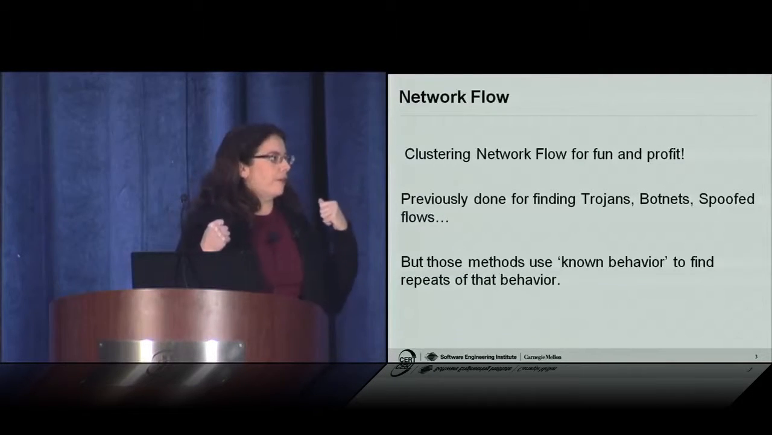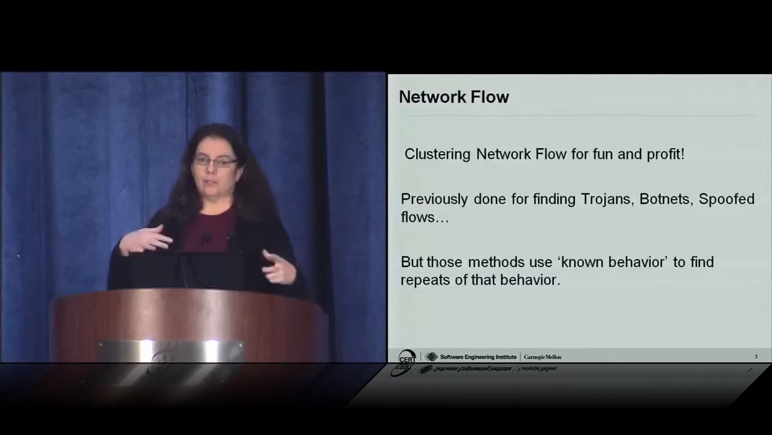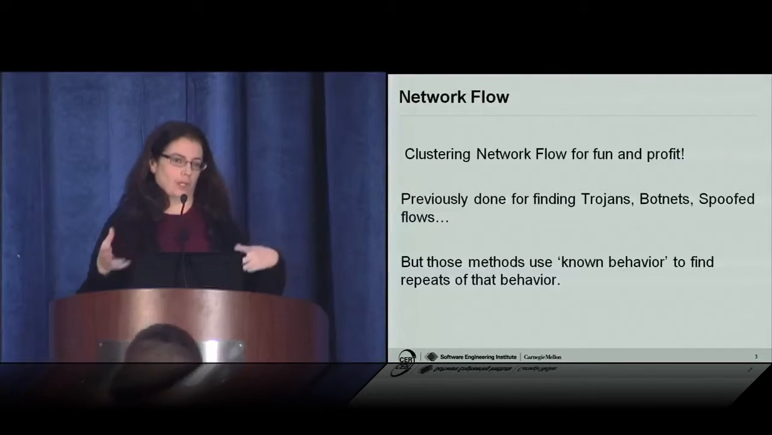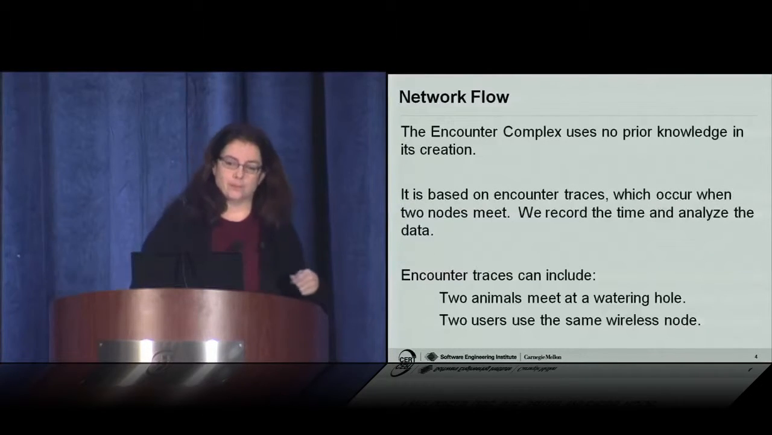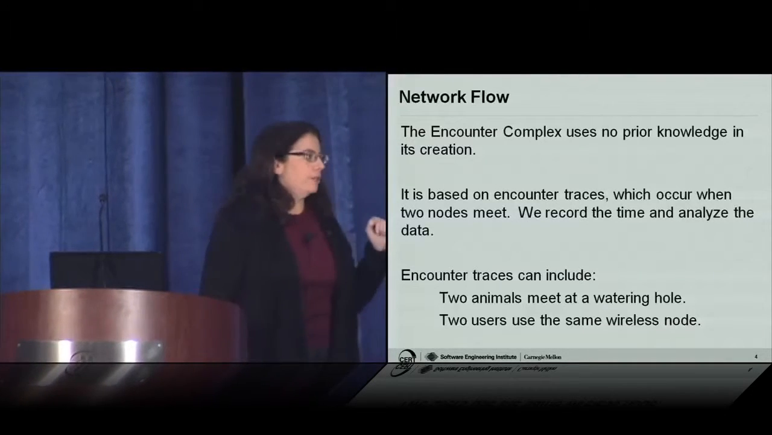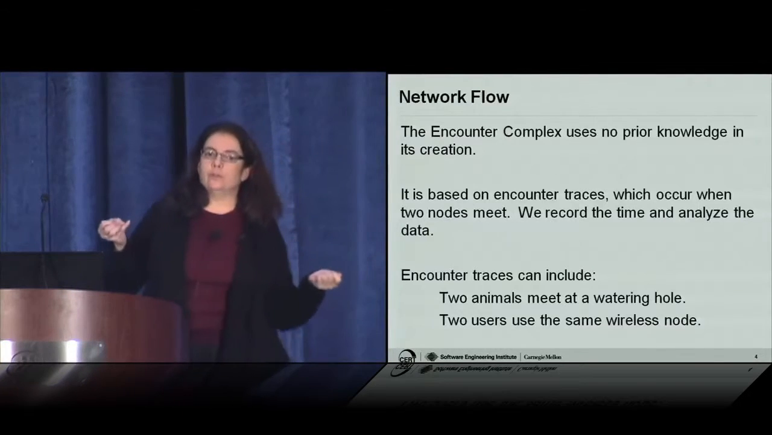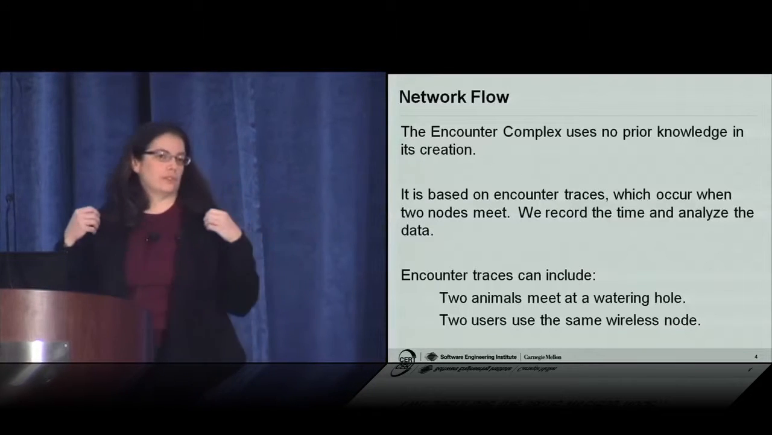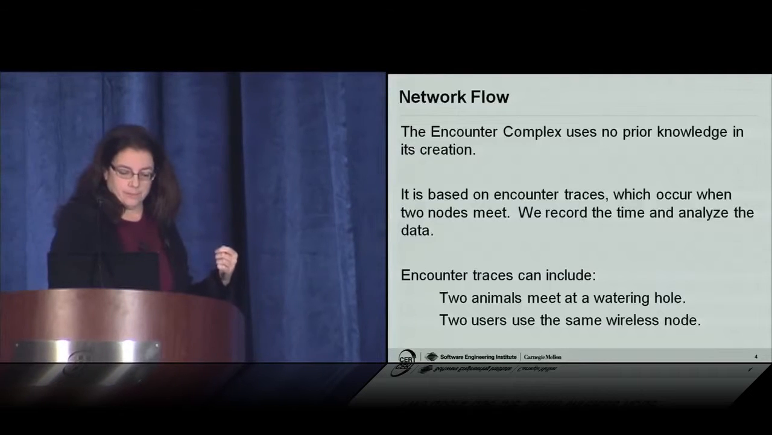It's previously been done for finding Trojans, botnets, spoof flows, but those methods all use known behavior to find repeats of that behavior. I know what a spoof flow looks like, so I'm going to cluster using that. I don't like that; I don't have a clue. The encounter complex uses no prior knowledge. It uses encounter complex traces, which record when two nodes meet, like two lions meet at a watering hole, or two users use the same wireless node. That's actually how it's been studied in the past.